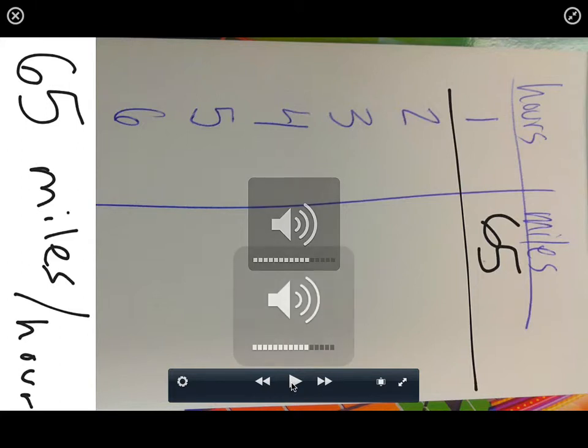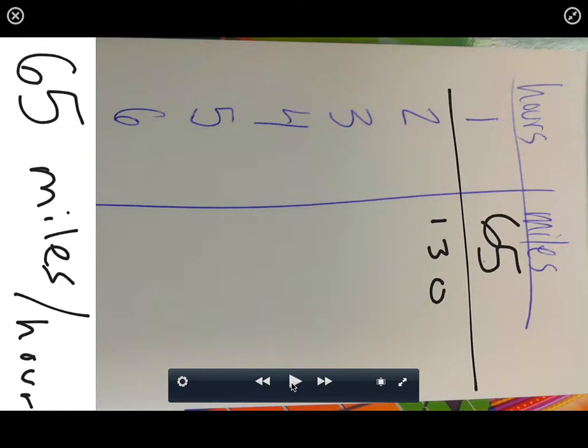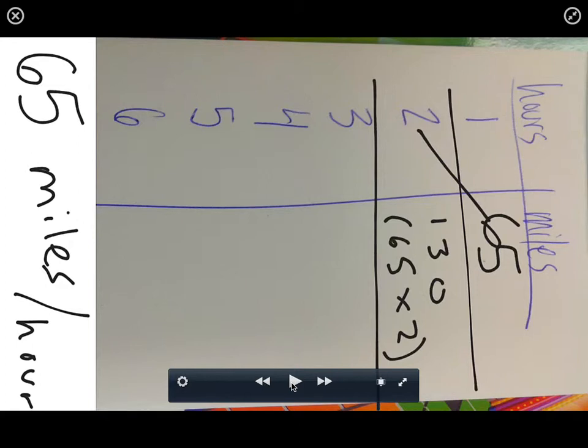In 2 hours, I should be able to do 65 miles in the first hour, 65 miles in the second hour, giving me a grand total of 130 miles. Another way I could think about that, if I'm taking 65 miles in 2 hours, I could take 65 times 2, which would be, drawing my original times 2, how many miles I would do in 2 hours.